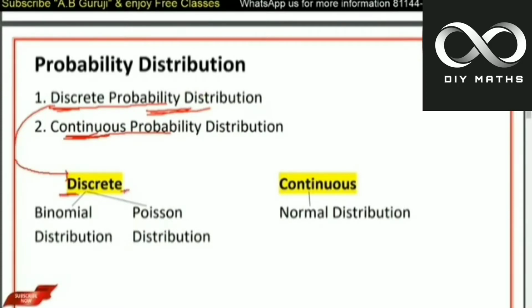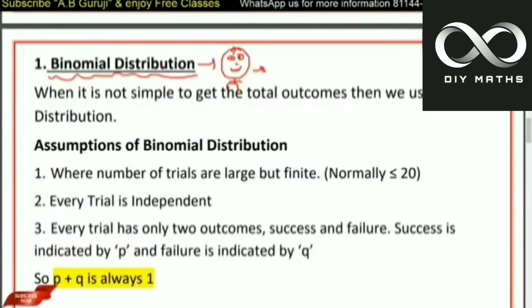That is, binomial and Poisson distributions can be used with raw data, for example, x equal to 1, 2, 3, etc. In a continuous random variable, we use grouped data, for the normal distribution. In this video, we will see the binomial distribution clearly. When it is not simple to get the total outcomes, or when the total number of outcomes for the probability is very large, we use the binomial distribution.